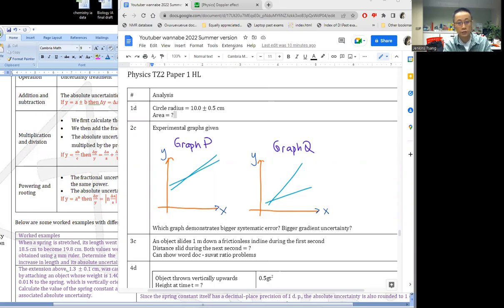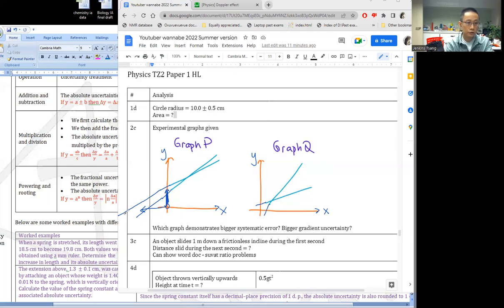Well, first of all, systematic error has to do with how much the straight best fit lines deviate from the origin. And we refer to the origin because the two quantities are known to be proportional to each other. Quantities that are proportional to each other should have a best fit line that goes through the origin. So graph Q actually shows no systematic error, whereas graph P shows that there is a systematic error either in the y direction like this, or in the x direction like this. In any event, the systematic error is larger for set P.